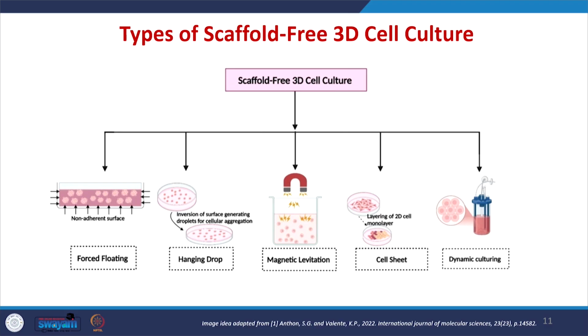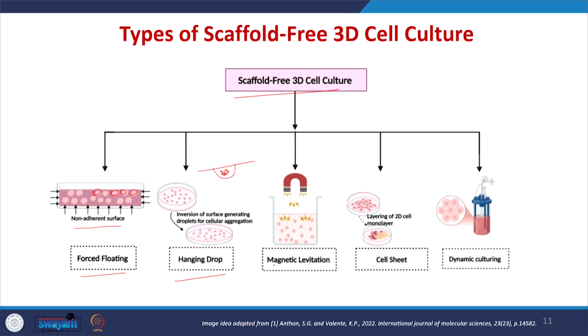There are two types of 3D cell culture. One is scaffold free, the other one is scaffold based. Let us learn about scaffold free 3D cell culture. Under scaffold free 3D cell culture, the first one is forced floating. Here we use a non-adherent surface. Due to the non-adherent surface, the cells will form a clump and an aggregate, that is a spheroid. The next one is the hanging drop. Here we have a suspension of cells in a hanging drop, so the cells form an aggregate, and this way we can get the spheroid.